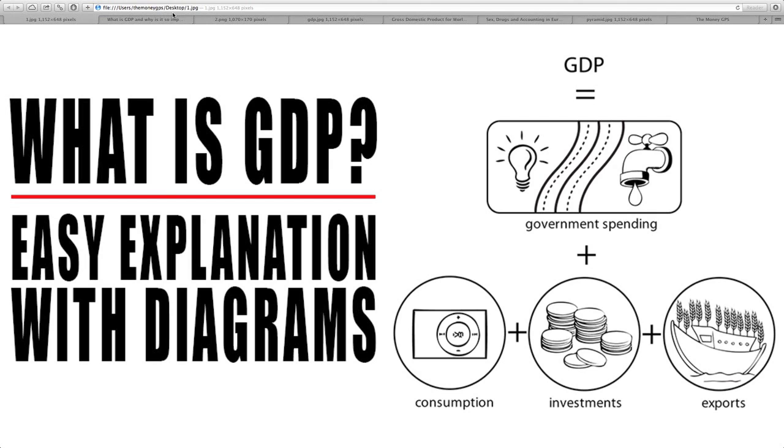GDP is considered to be one of the most important indicators of the health of the economy by mainstream analysts. Today we'll discuss exactly what it is, why it's important, and how to dissect the truth about GDP using easy explanations with diagrams. You came here for the truth, so let me unveil that for you.